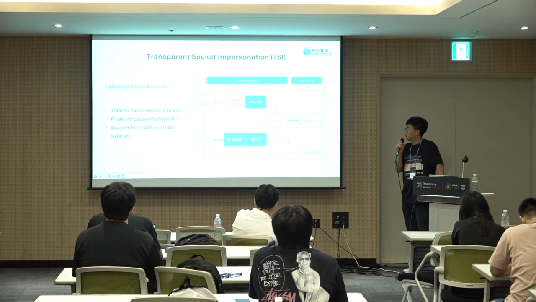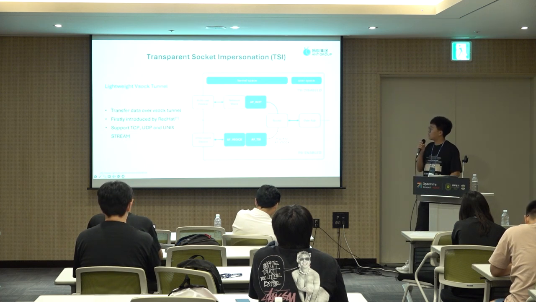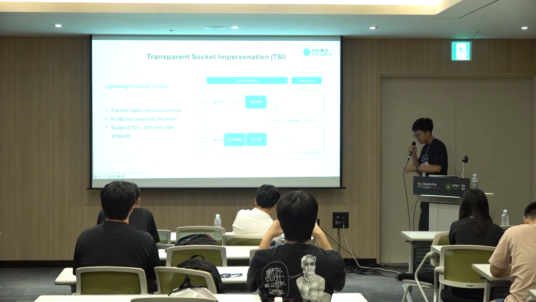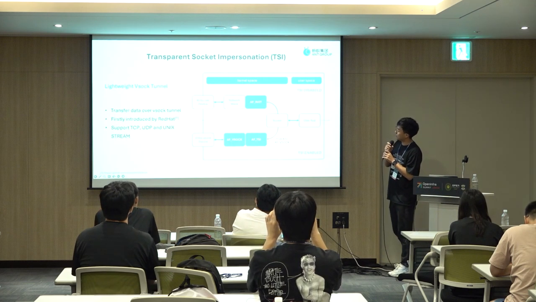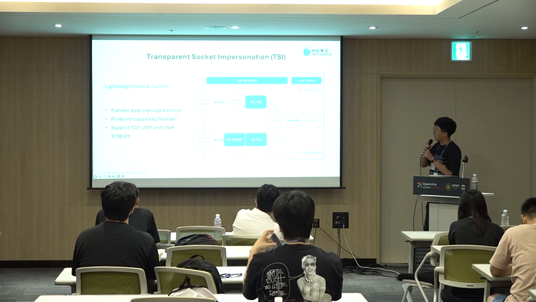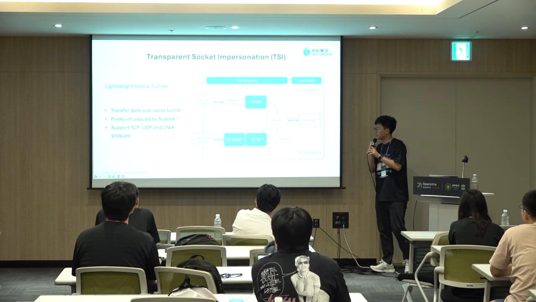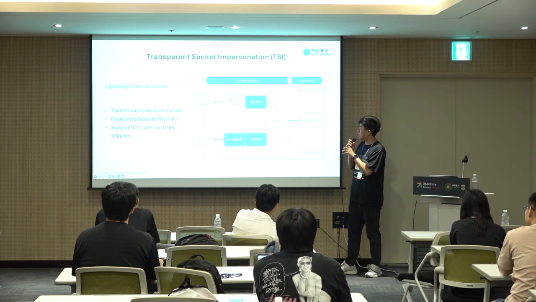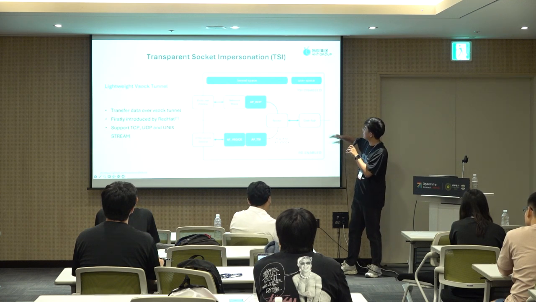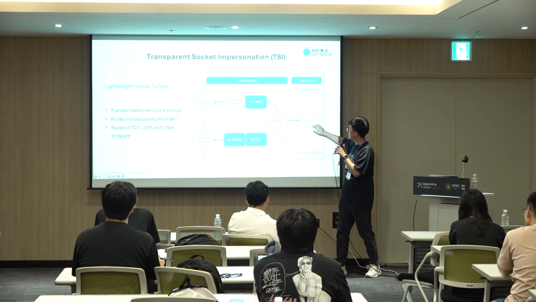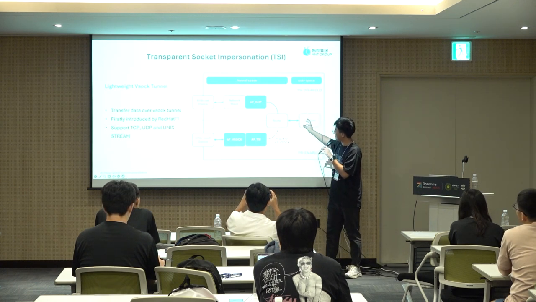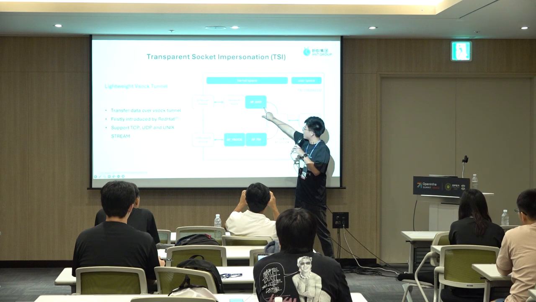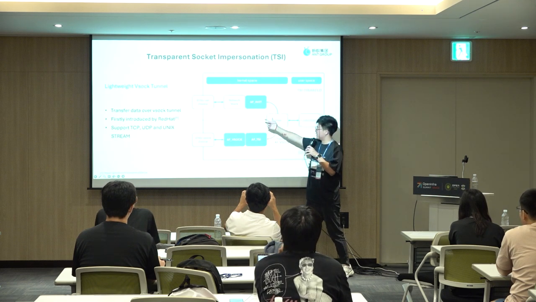So our topic is about the Vsock high speed tunnel. The key technique is transparent socket impersonation, TSI for short. This picture shows the main difference between the normal network and the Vsock tunnel network. This is TSI disabled. The user app creates and operates a socket, then goes to the network stack and outside the guest.